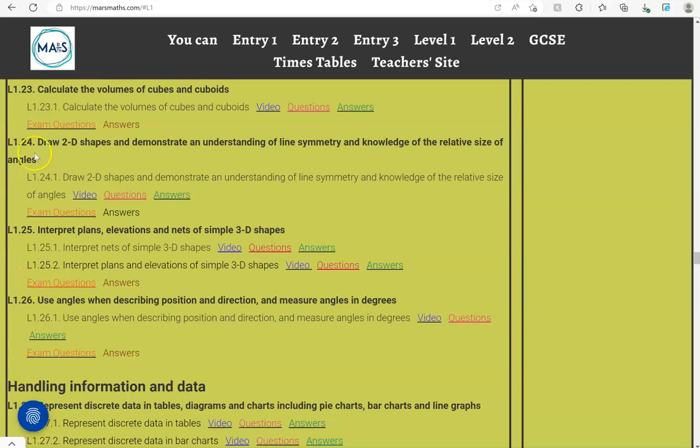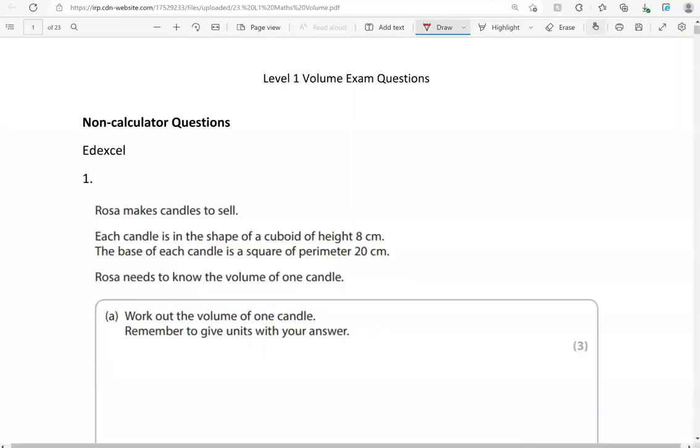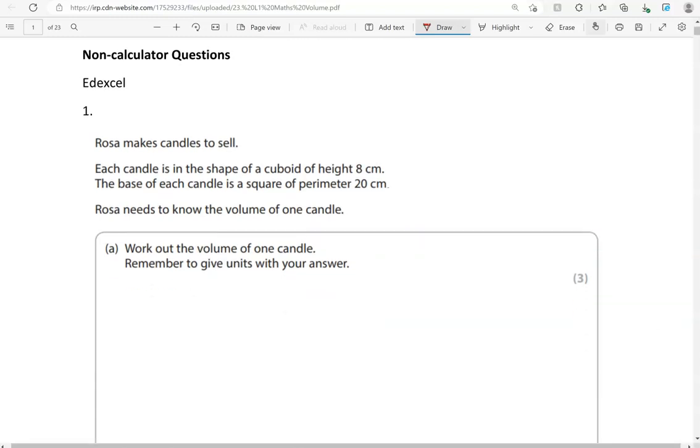In this video, we'll go through exam questions that cover the criteria, calculate the volumes of cubes and cuboids. You can locate the questions on the mathsmaths.com website under level 1. The questions come from different exam boards. We'll start with the non-calculated questions and then we'll move to the calculated questions. Here is the first one.